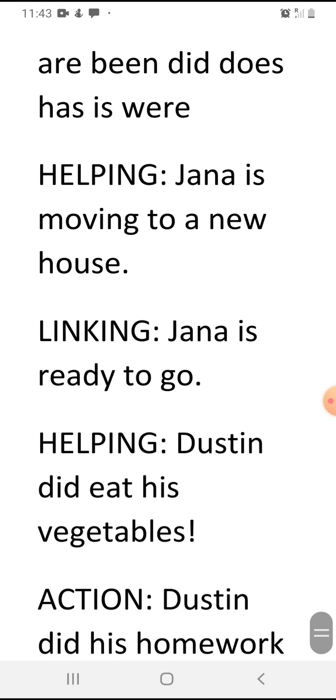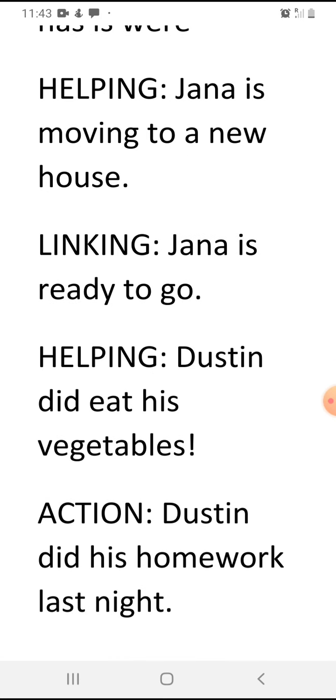Let us see how the same verb is used as a helping verb and how it is used as a linking verb. Jana is moving to a new house. In this sentence, is is the helping verb. It is helping the main verb to indicate its tense. Jana is ready to go. In this sentence, Jana and ready to go are connected with the verb is. Here it is a linking verb.